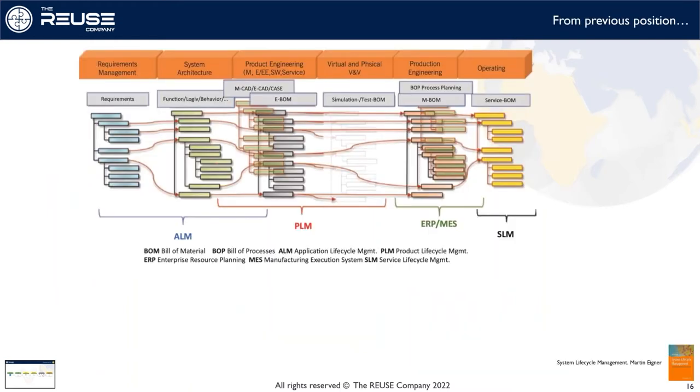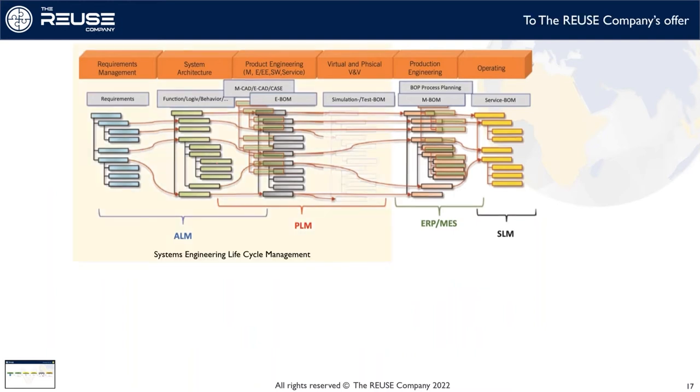So we call our offer Systems Engineering Lifecycle Management, which is another soup in between XLM or PLM, ALM, SLM, whatever. Our intention, of course, is to cover everything from beginning to end, but we think that what we offer in SES is the combination of PLM and ALM together, but with a big difference.